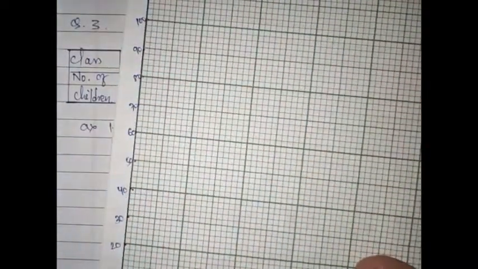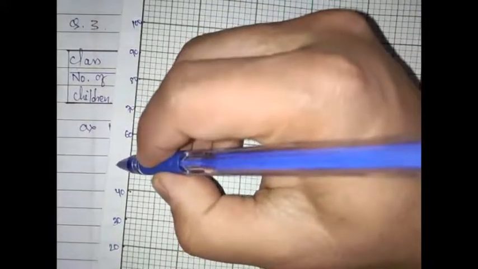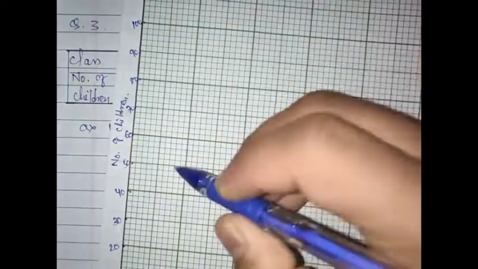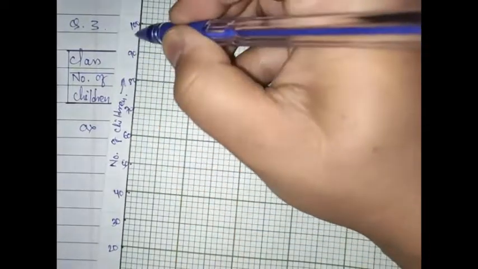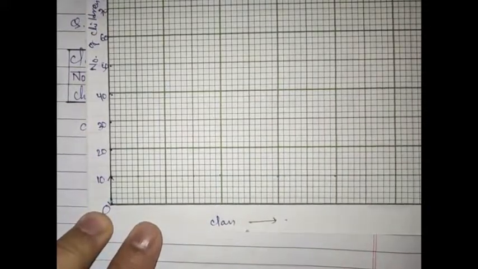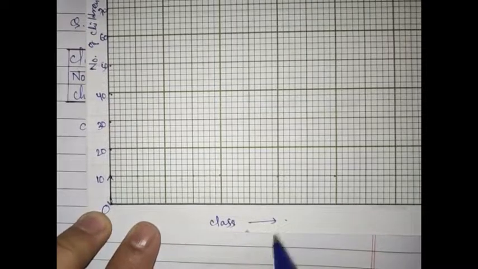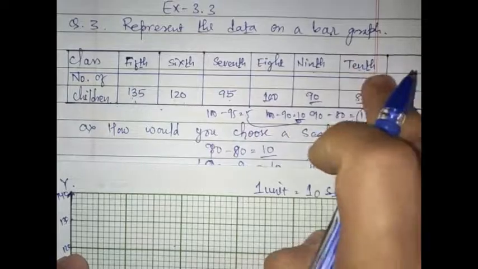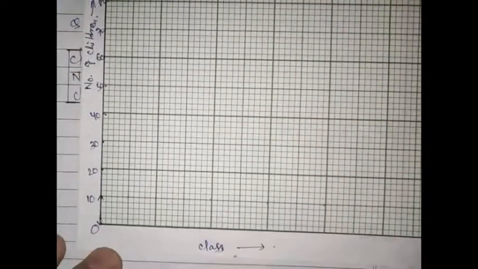So what does this axis indicate? This axis, that is the y-axis, represents the number of children, and the x-axis represents the class. So how many classes are there? Starting from 5th, 6th, 7th, 8th, 9th, 10th, there are 6 classes. So we are going to write like this.